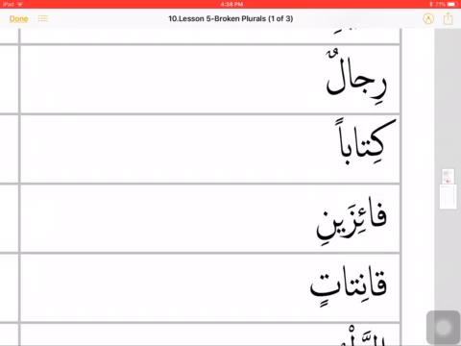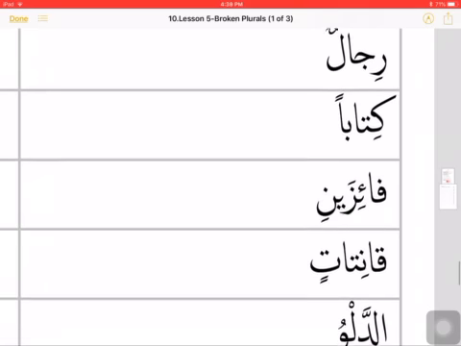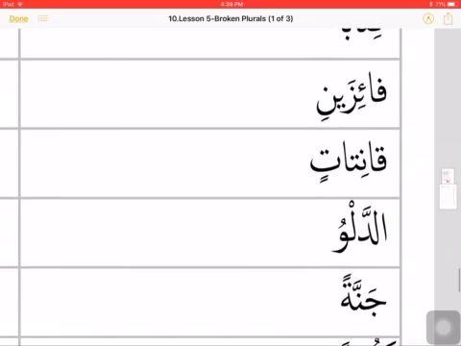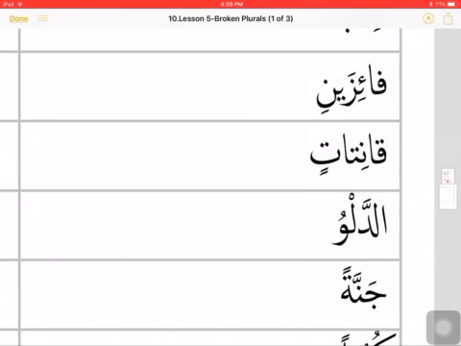Rijalun has no ending. Either it is a mufrad word or it is a plural word. In our Jama Taksir class, we just learned Rijal is Jama Taksir, plural of the word Rajul. Rijalun is men. Rijal is a Muzakkar word and it is a Jama Taksir. Kitaban. Again, no ending. It's either mufrad or it is Jama Taksir. I already know Kitab means a book, so this is mufrad. It's a Muzakkar word.